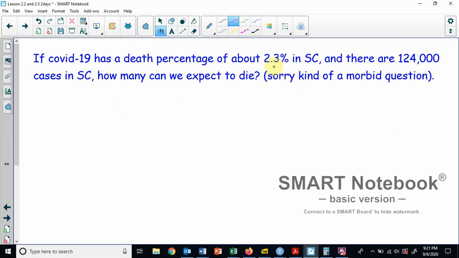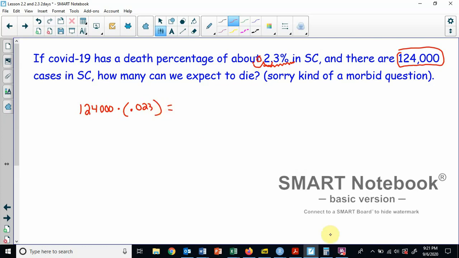So remember, we're trying to find the total, or how many, a percentage of something. I know the percentage that die is 2.3, and I know the total number that have it, so I can find 2.3% of 124,000. So all I have to do then is multiply. Now let's see, how can I turn this into a decimal? I gotta move it twice. 1, 2. So I moved it an extra spot. I'm gonna need to put a 0 there. So 0.023. So all I have to do is multiply.